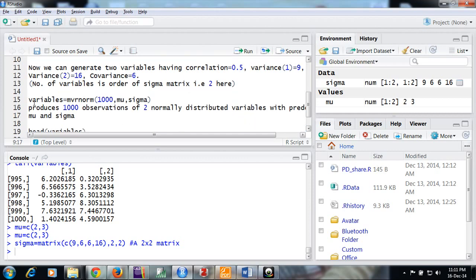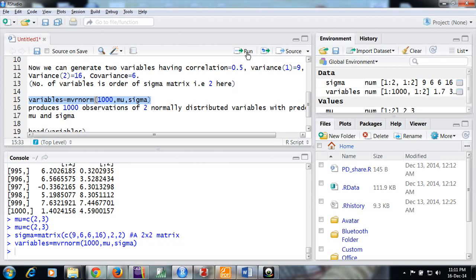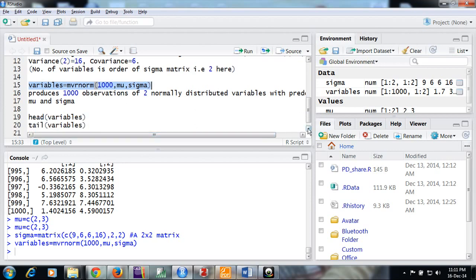So here now I am giving the command. I am generating variables. This is the name of the file I am generating, and the command is mvrnorm. Number of observations is 1000. This is mu and sigma. Okay, now I'm running it. Run. So now we have two variables having 1000 observations with mu and sigma that are predefined by us.